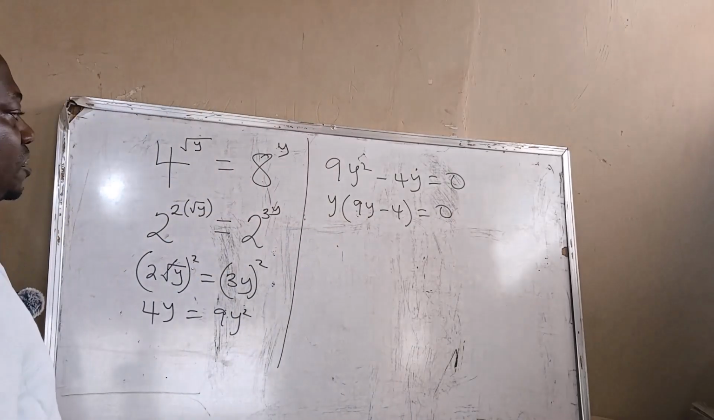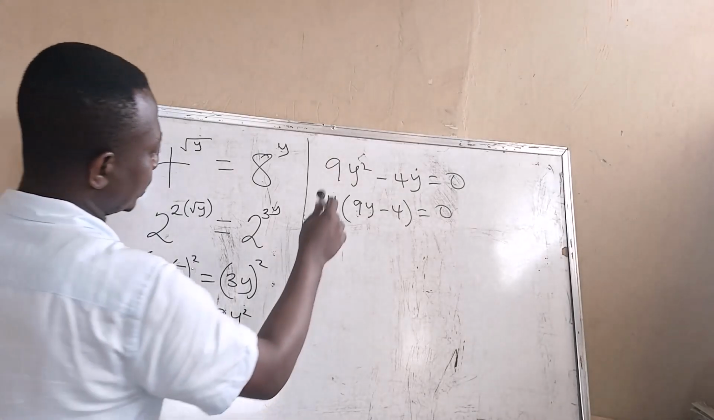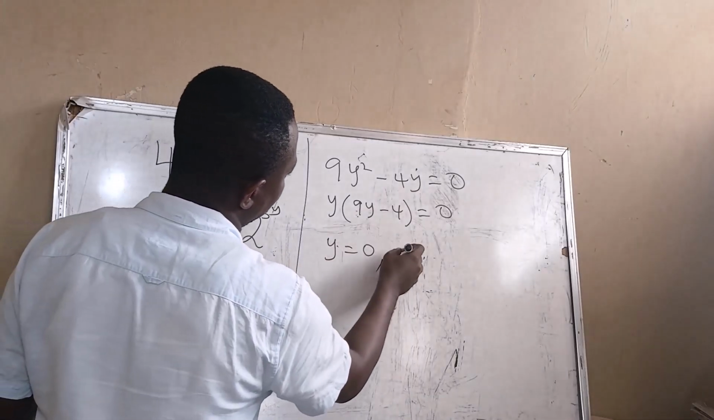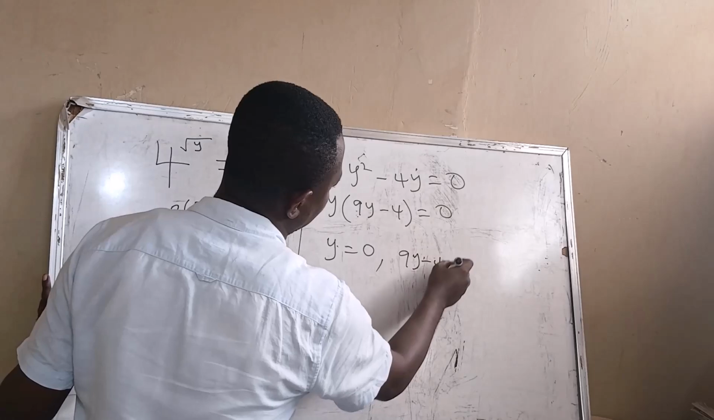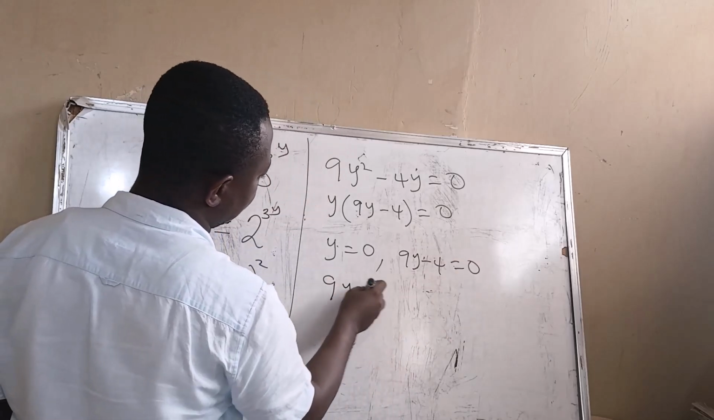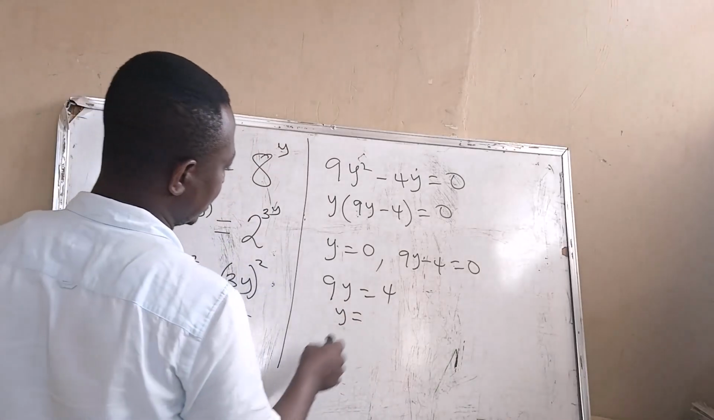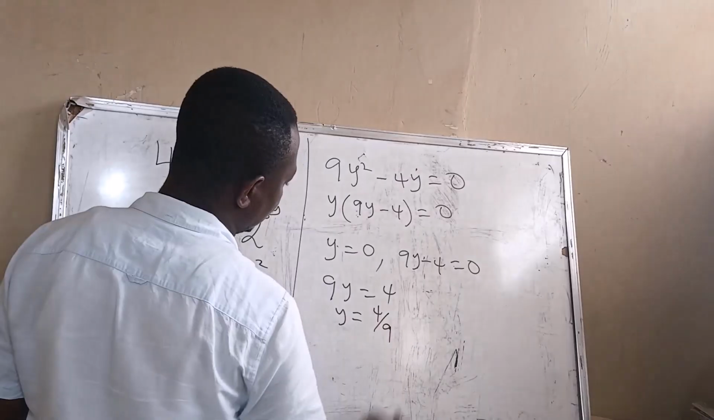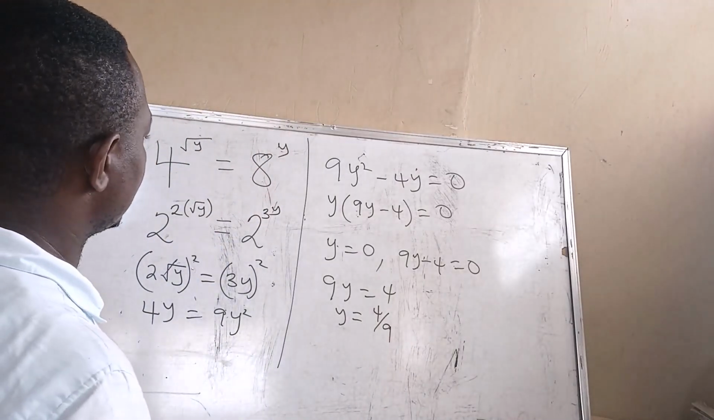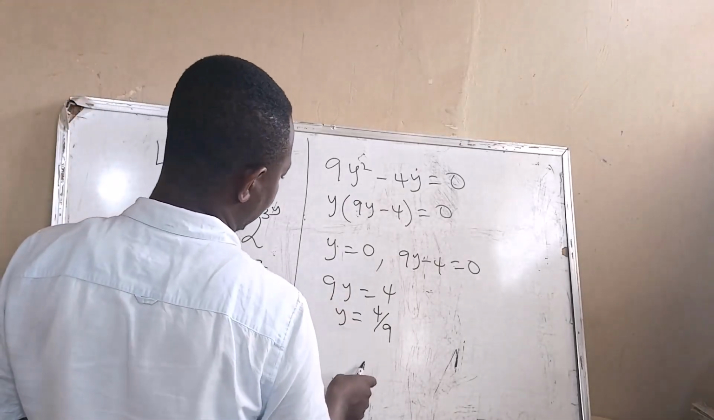Okay. So from here, the first answer for y from the zero product, y equals 0, or 9y minus 4 equals 0. So from here, 9y equals 4. So my y, when divided by 9, will be 4 on 9. We have 4 on 9. Okay. So we have y equal to 0 and y equals to that.